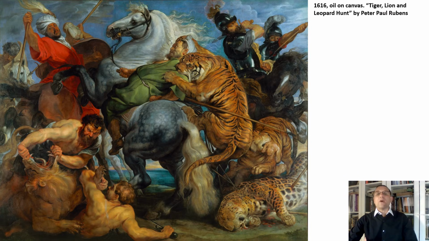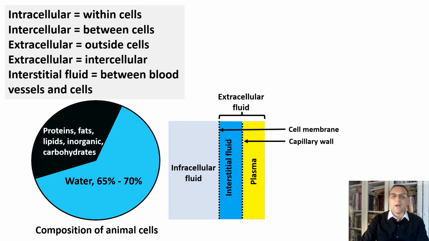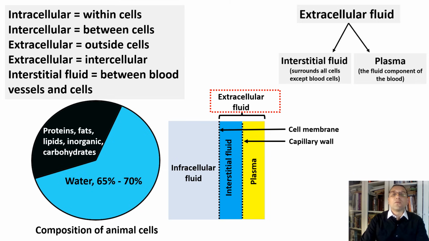The human body and the bodies of other vertebrates are mostly aqueous environments. The liquid part of the animal tissue is both inside the cells, intracellular fluid, and between the cells, intercellular fluid. As you can clearly see from the diagram presented on this slide, the extracellular fluid has two primary constituents: the fluid component of blood called plasma, and interstitial fluid that surrounds all cells not in the blood.